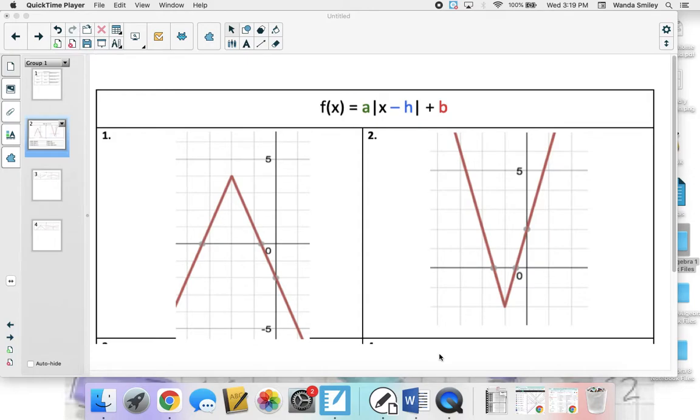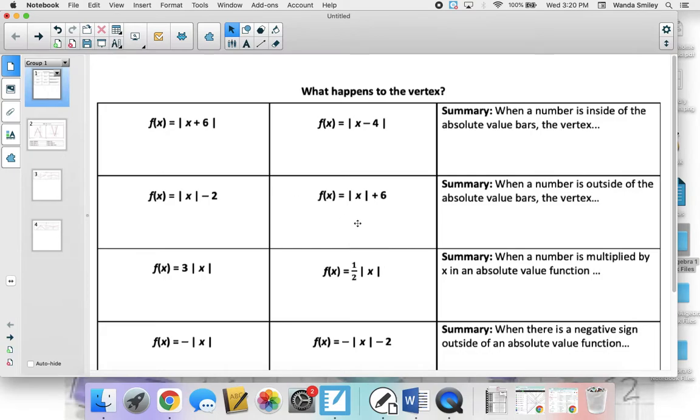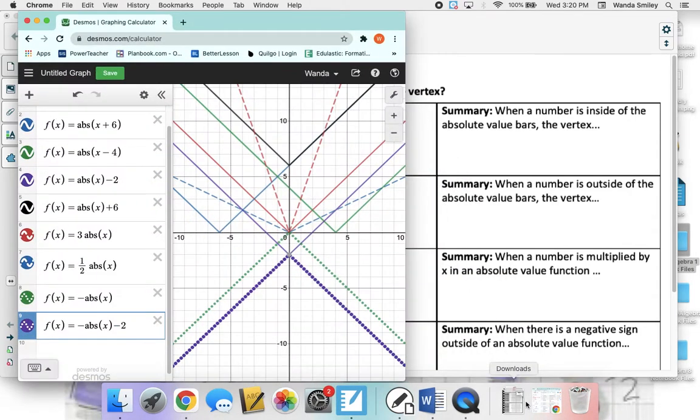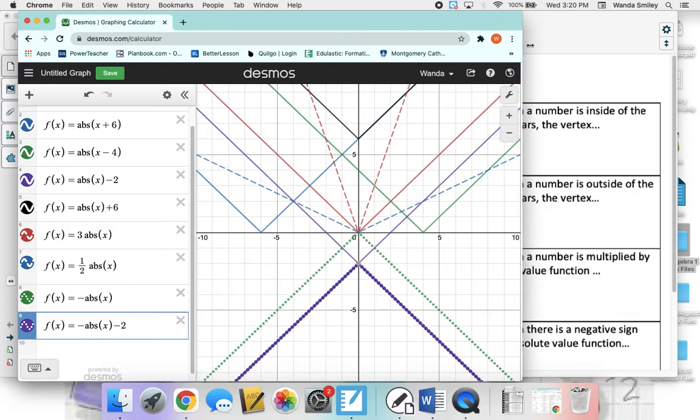So I know I went fast for both classes and we didn't quite get to everything in the second class, the first class. So we're going to go back and look at what happens to the vertex, okay? So I still have Desmos pulled up, so you should be able to see that on your screen right now.